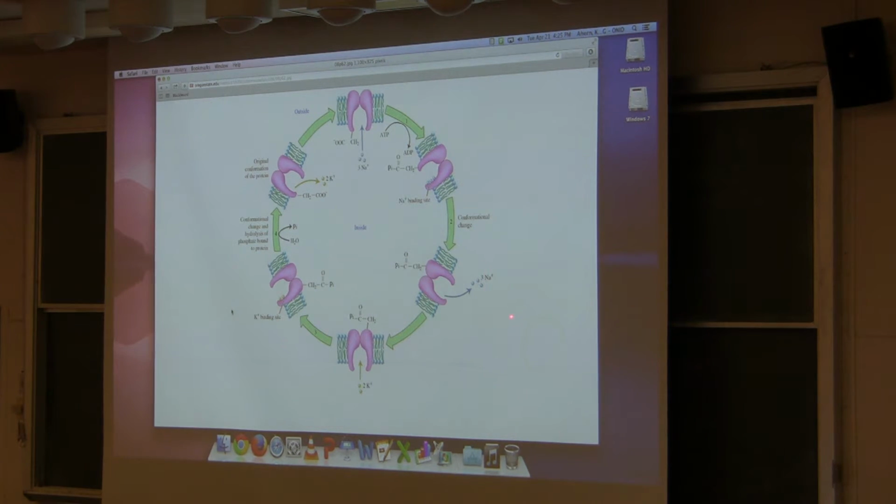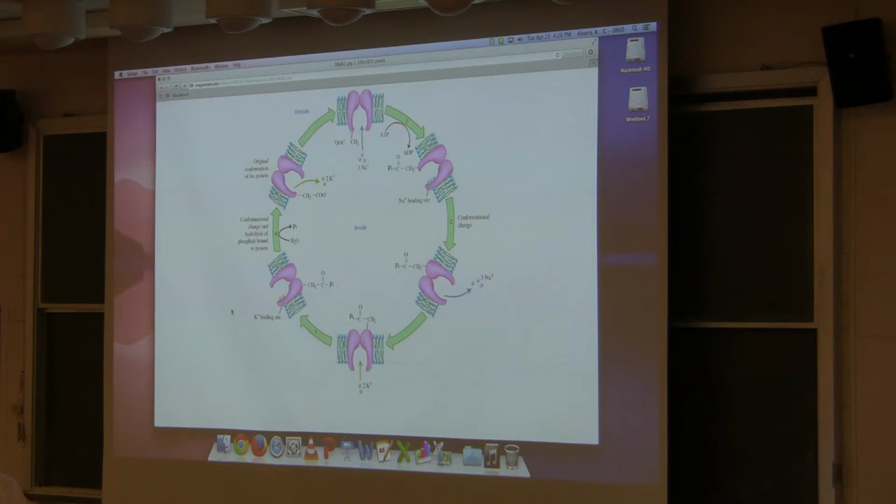Before we start, there's a higher concentration of sodium outside the cell than there is inside of the cell. To move them from inside to outside, I'm going against a concentration gradient. I'm going from low to high, which means I've got to expend energy, and the energy is being expended in the form of ATP. That's the first part of the system.